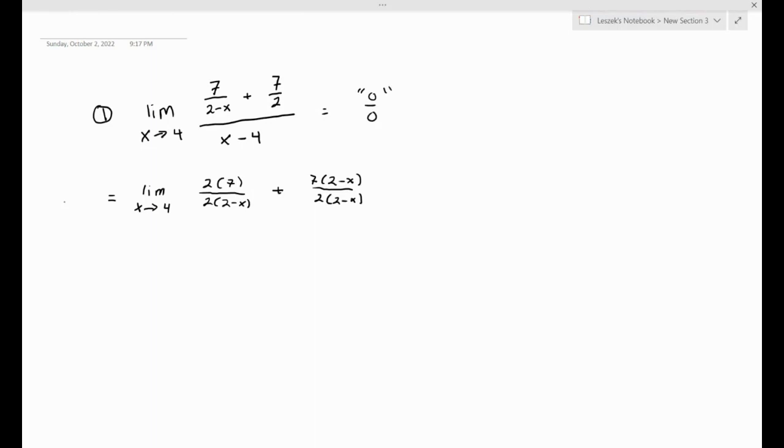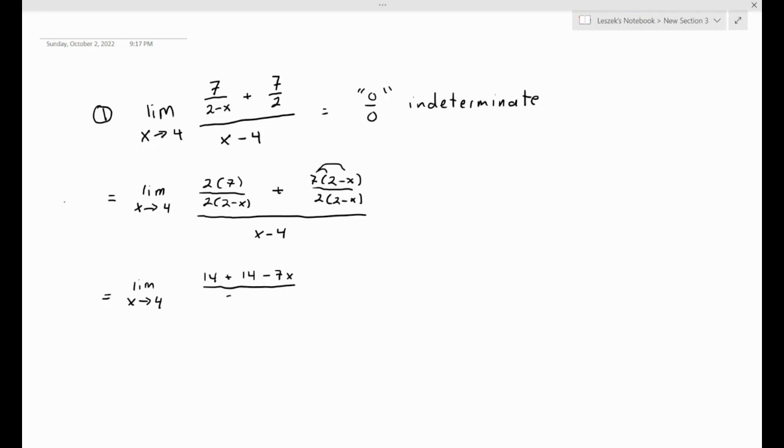Of course, we should always let our grader know that we try to evaluate the limit directly, and here we get 0 over 0, so it's indeterminate, hence the need for the algebra that follows. Now that we have a common denominator, we're ready to add the two fractions. I distributed the 7 to the parentheses.